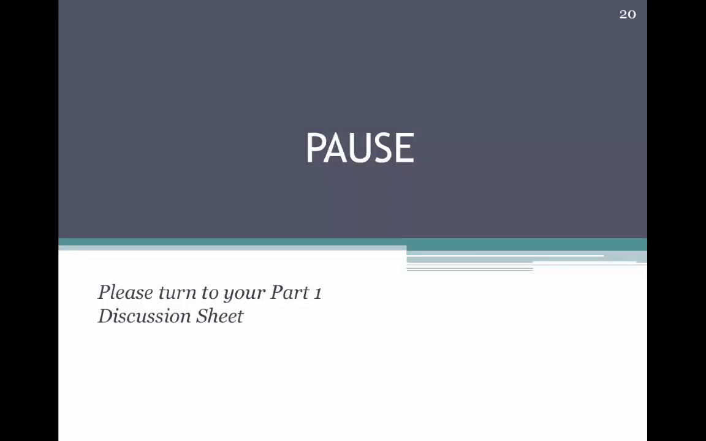Refer to Part 1 of your discussion sheet. Create and categorize Dr. Frost's objectives into the corresponding categories of cognitive, affective, and psychomotor objectives. Pause the lecture and take time to complete this portion of the discussion sheet. When you have completed this exercise, please move on to the next section.